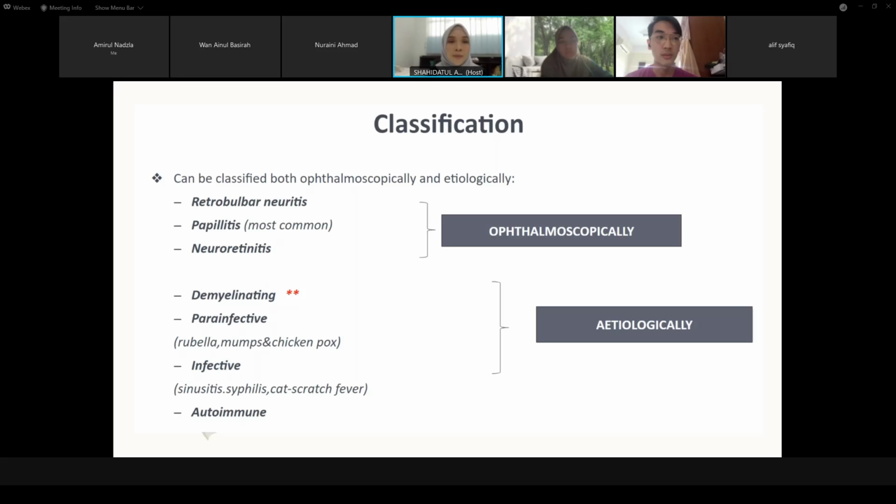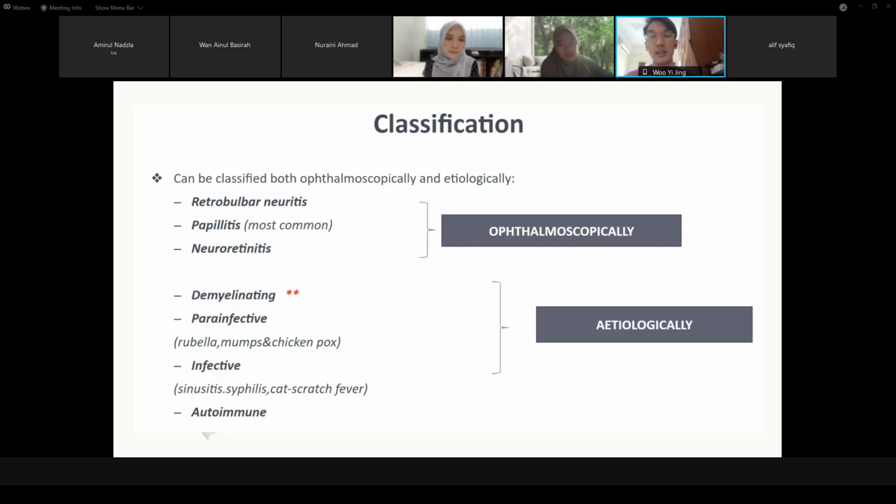So the retrobulbar, it is on the optic nerve to the back, but not interfering the optic disc head, the optic head. Okay, so it can still be on the optic nerve itself. Right. Okay, continue. The third one is neuroretinitis.